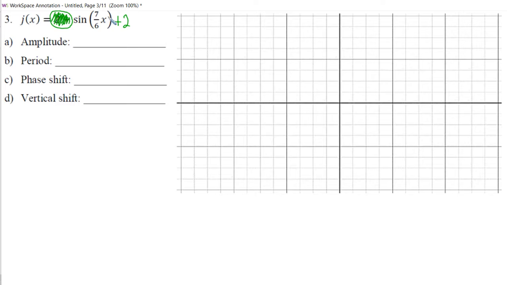Once I move it to the back, I know that automatically means that's my vertical shift, which is 2, or our midline. So I'm going to graph a midline first. It's going to be at 2. So that's going to be my midline. The second thing I'm going to graph is my amplitude. My amplitude is the number in front of sine or cosine, so that's an invisible 1. That means it's going to go up 1, so that's as high as it's going to go, which is 3, and go down 1, which is 1.